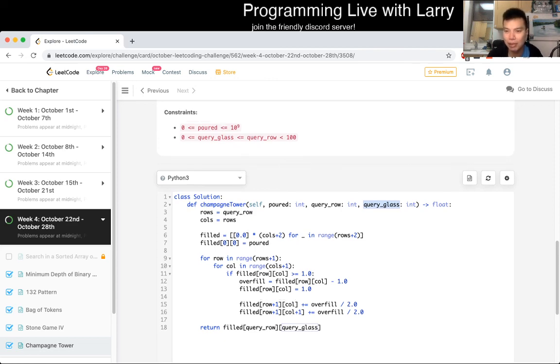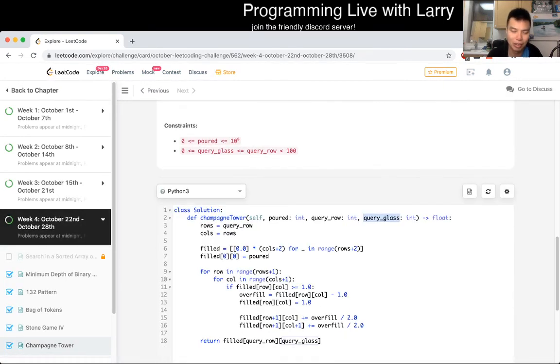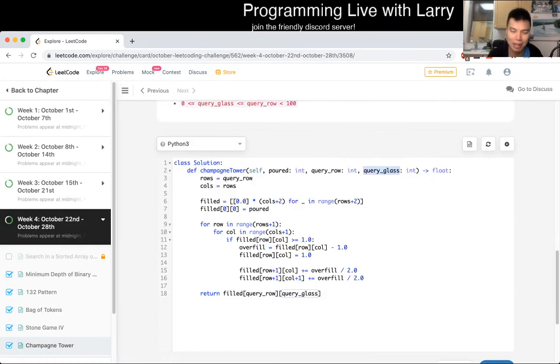Yeah, really cute problem. Let me know what you think about this problem. It's just simulation, or you could maybe call it dynamic programming. I don't know. It doesn't really matter. But let me know what you think.